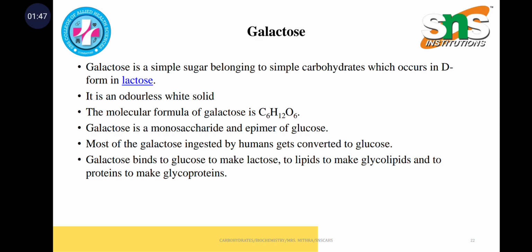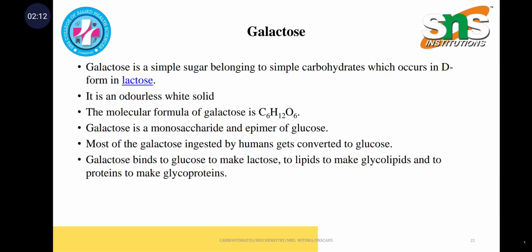Coming to galactose, it is a simple sugar belonging to the simple carbohydrates, and it is an odorless white solid. The molecular formula is C6H12O6. Galactose is a monosaccharide and also an epimer of glucose, and most of the galactose ingested by humans gets converted to glucose.